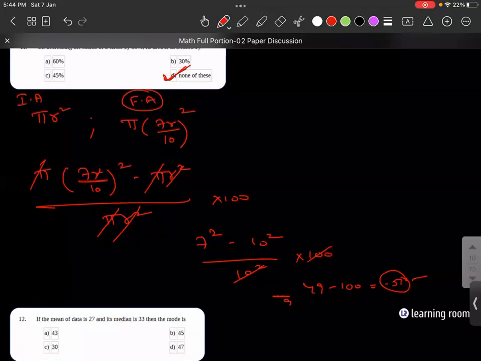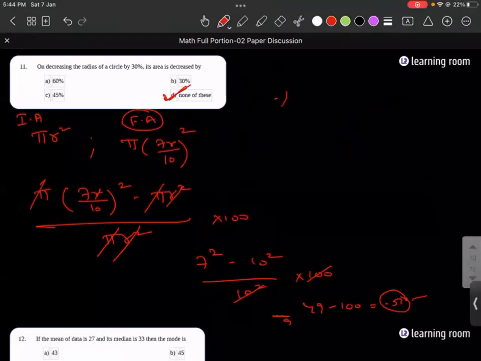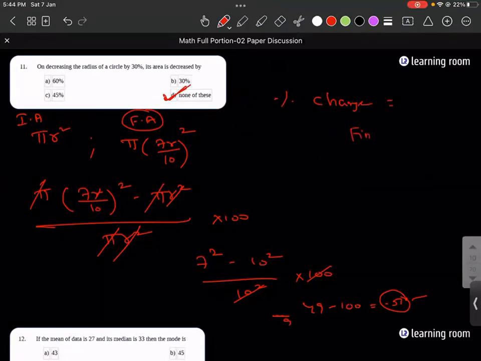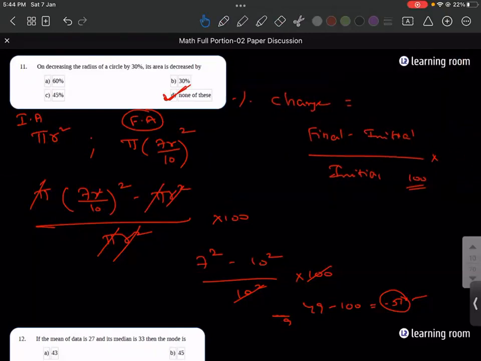Is that point clear? So if at all a question is asked on percentage change, this is the formula. So percentage change is what? Final minus initial divided by initial into 100. Okay. So if you know this, well and good, if you don't know, please make a note of it.